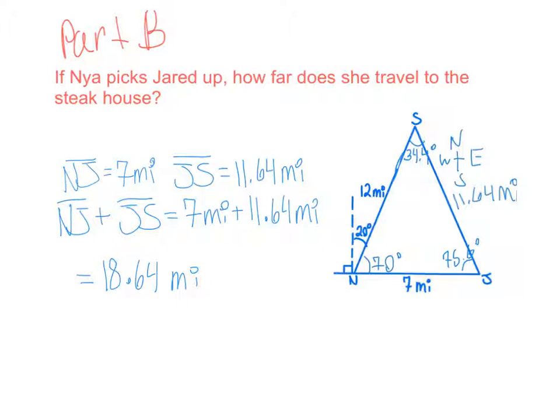Now that we've completed part A, it's time to move on to part B. If Naya picks up Jared, how far does she travel to the steakhouse? Naya to Jared is 7 miles, and then Jared to the steakhouse is 11.64 miles. So we're just going to take 7 miles plus 11.64 miles, which equals 18.64 miles. So Naya travels 18.64 miles to get to the steakhouse to meet Mr. Hickson.